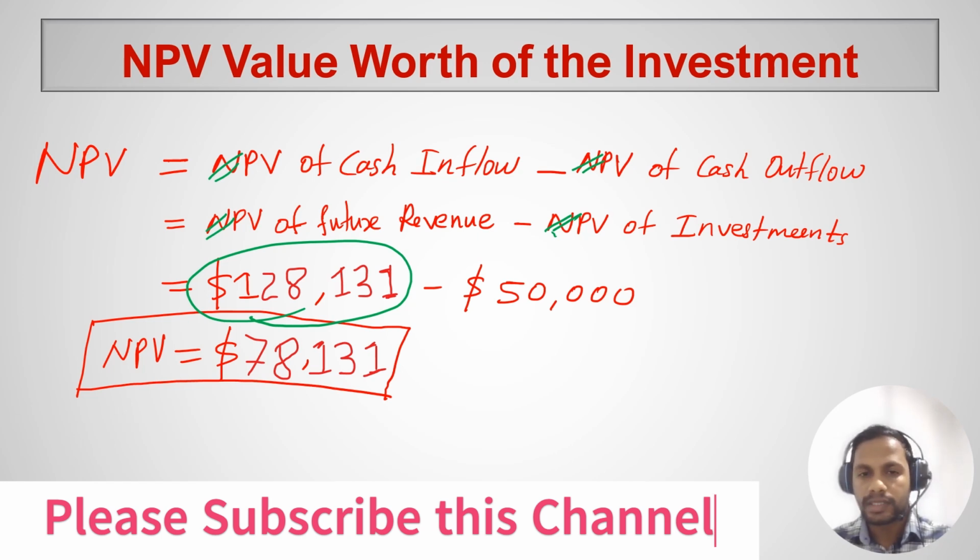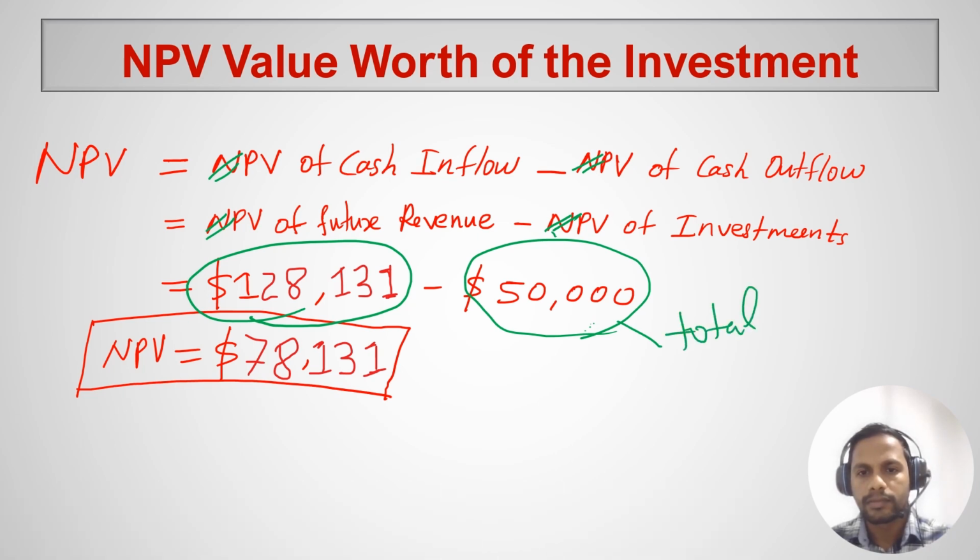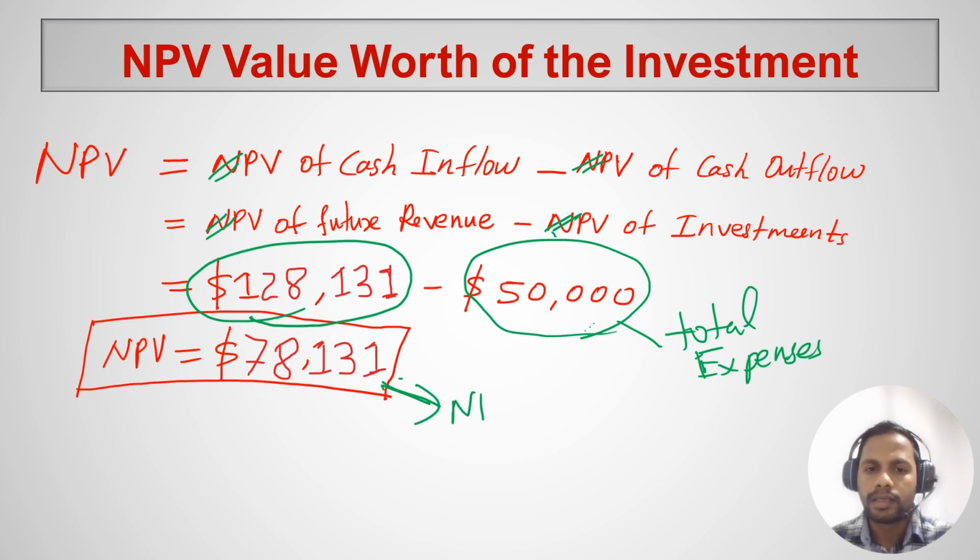And what we invest is your outflow. Outflow is your expenses, the total expense, the investment. In simple terms, now NPV is 78,100. So this is your NPV. This NPV is very good money, a very big value. It means you are putting in $50,000, but you can get $78,131 more over the 25 years.